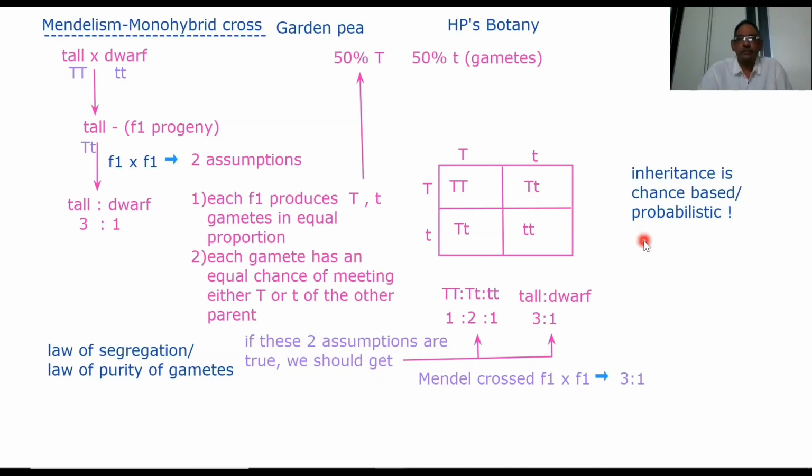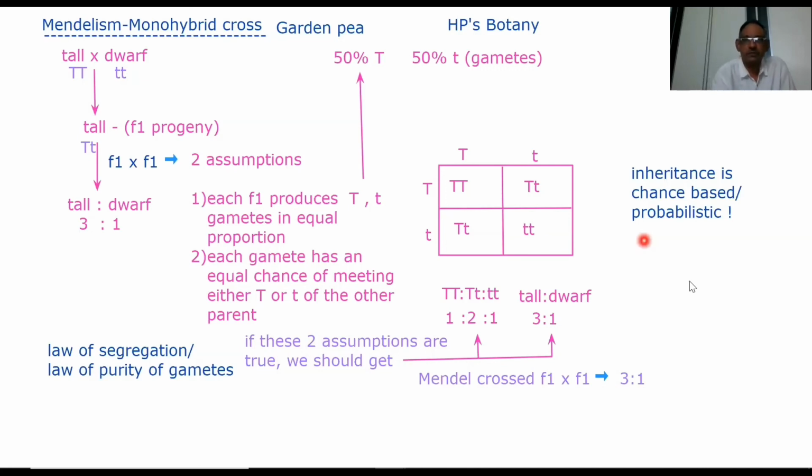We could discuss the inheritance of a pair of factors or two pairs of factors. The second law also proves this. Inheritance in organisms in general is a chance-based probabilistic event.